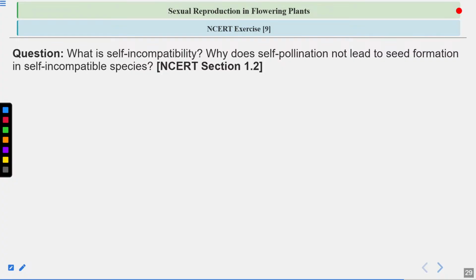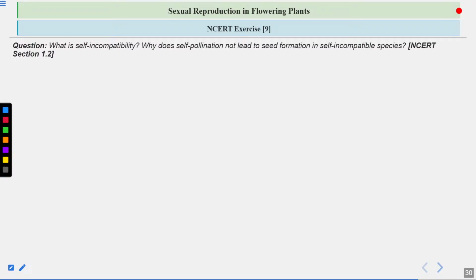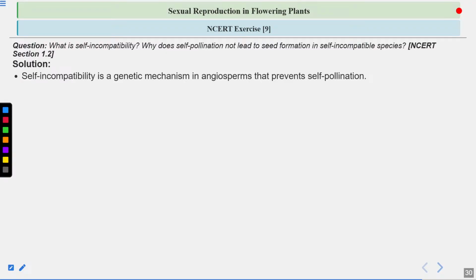Next question: what is self-incompatibility? Why does self-pollination not lead to seed formation in self-incompatible species? This question again comes from section 1.2 of the NCERT. Let us see the answer. Self-incompatibility is the genetic mechanism in angiosperms that prevents self-pollination. We have just discussed self-incompatibility; this question is asked in a different framework.